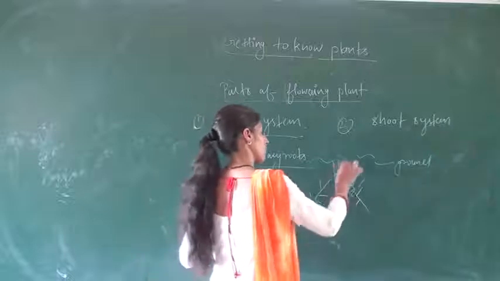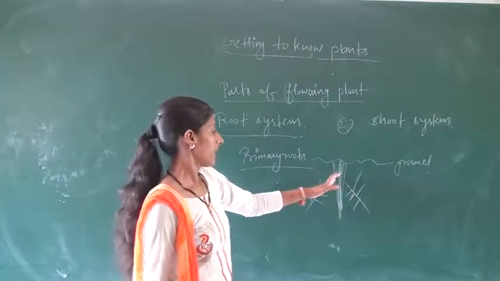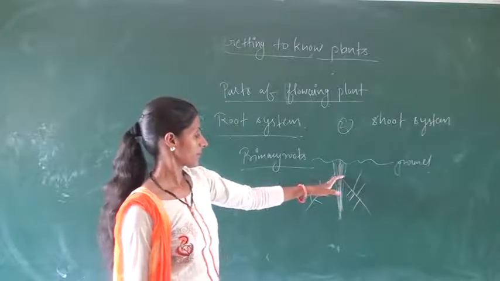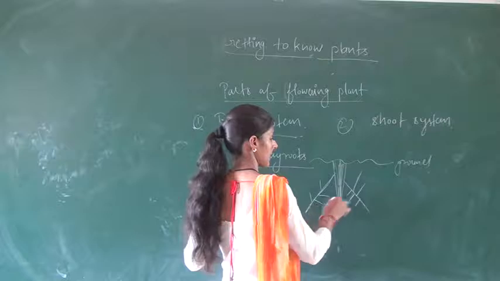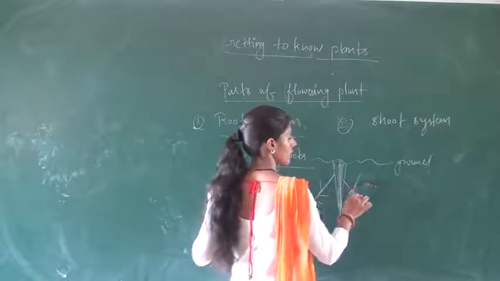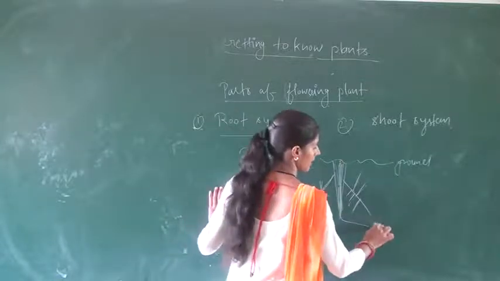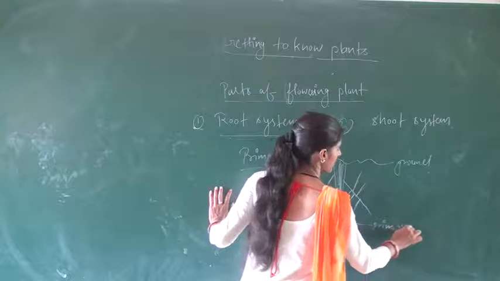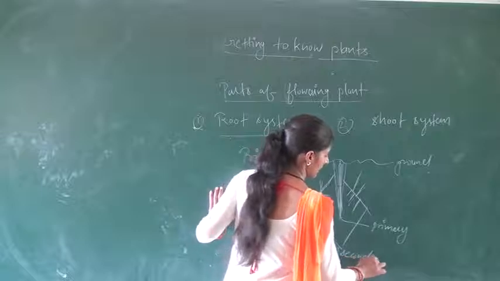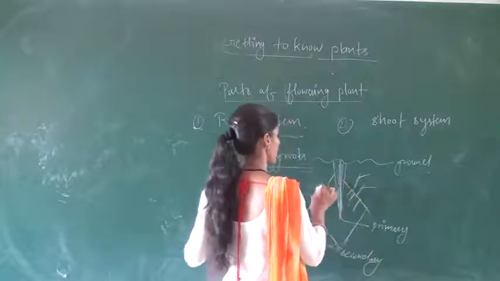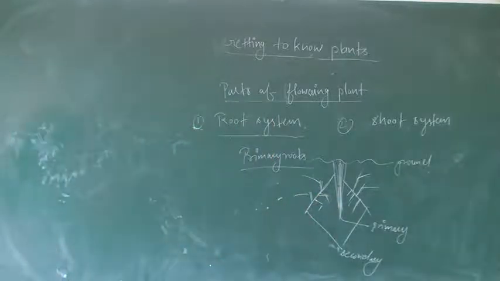This is the main root of the plant, which is known as the primary root. And the roots which are appearing from these primary roots are known as the secondary roots. And the further branching of the secondary roots are known as the tertiary roots. This is our primary root, both these are secondary roots, and further branching of the roots are known as the tertiary roots.